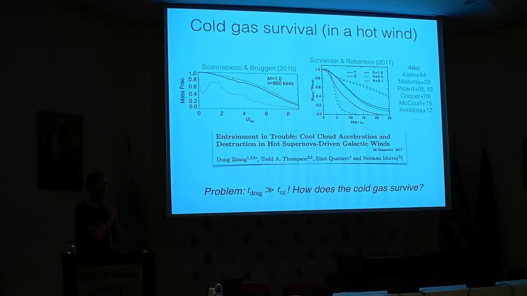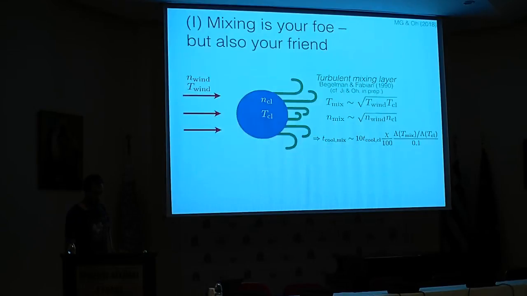This is how much we can push. And they said, well, maybe after some time we still have, I don't know, 50% of the cold gas left. Maybe that's enough. But then they concluded, no, it's not. And that's led to this title, "Entrainment is in Trouble." So how can we do this? I want to talk about this problem. So we revisit this problem, and intentionally do something different with magnetic fields.